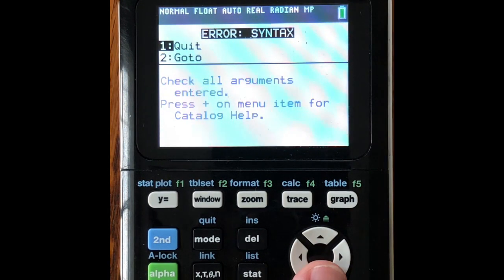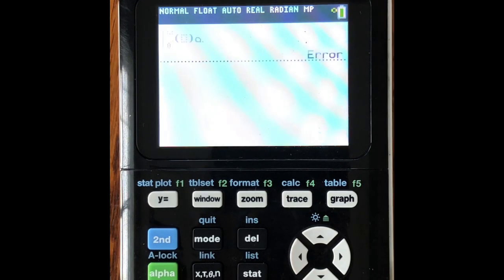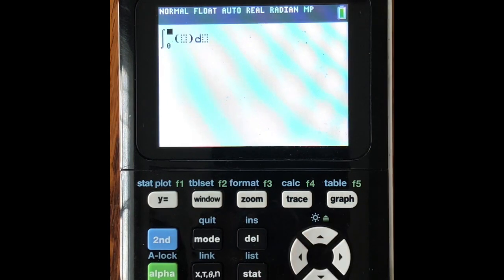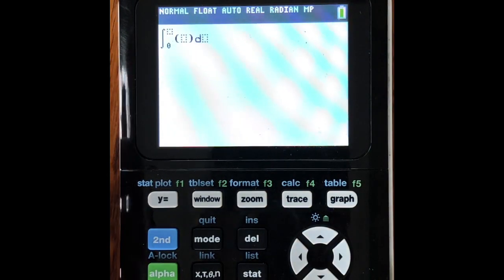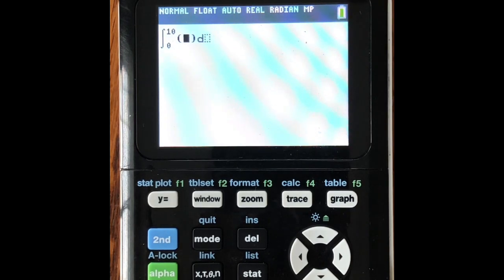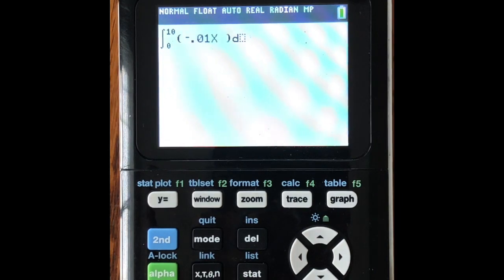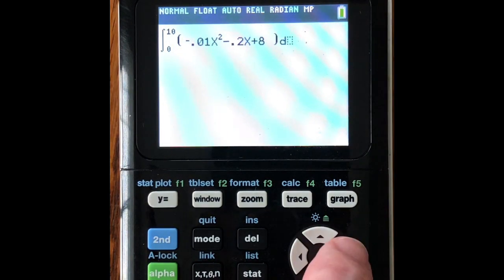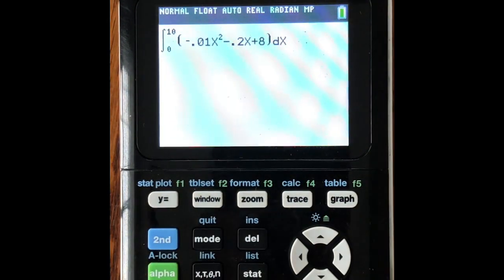Well, that didn't work. Oh, well, you don't hit enter. Come on. Think about what you're doing. So just use the arrows here, folks. No problem. Use the arrows until you get to the upper limit of integration cell. Make that 10. Right arrow over. And then you're going to enter the demand function, which is what? Negative 0.01 times x squared, minus 0.2x, plus 8. And this is going to be with respect to x.